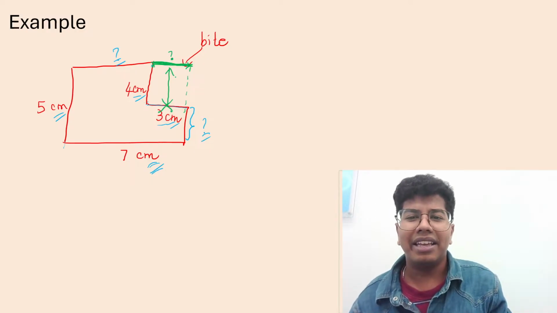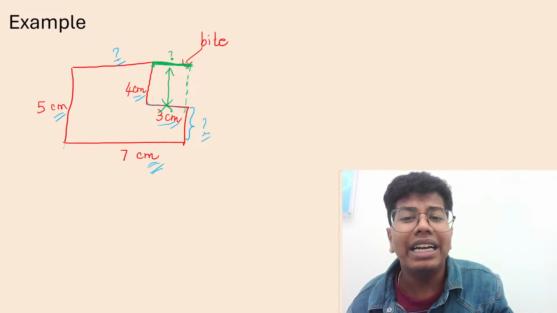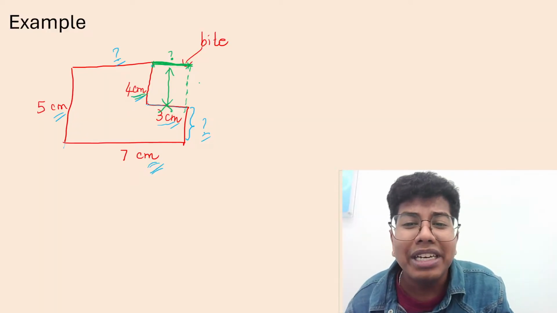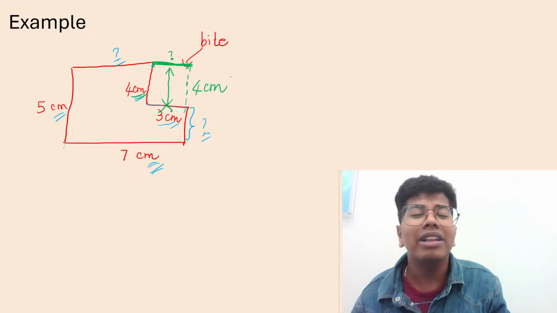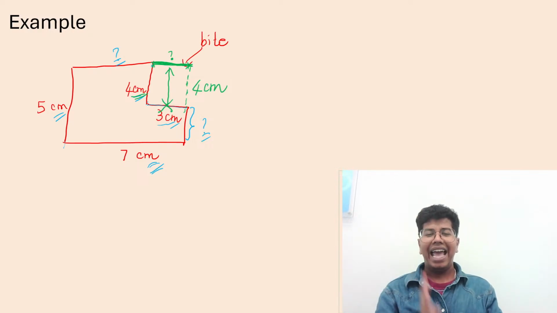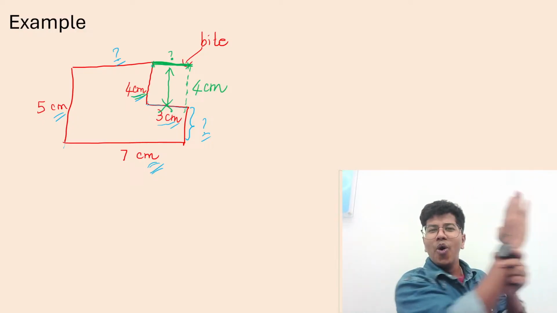Now the same thing here. This length, the dotted line, what is the measurement here? Oh, it's opposite to this 4 centimeters. This is also 4 centimeter. Now also this is a vertical line, and this vertical line we can move.